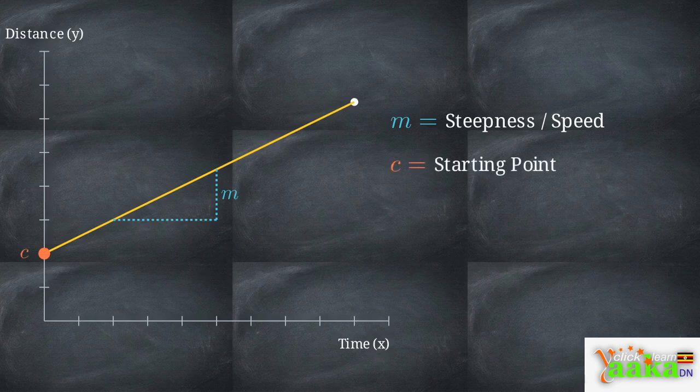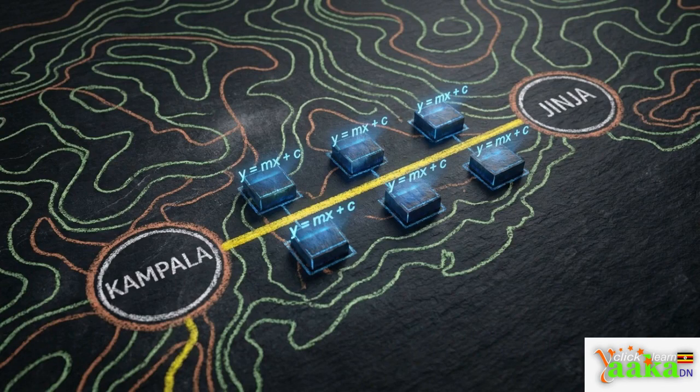To find the rider's position at any point, represented by y, we start with their initial location, c, and add the progress they've made. That progress is their constant speed, m, multiplied by the time they've been traveling, x. This gives us the formula y equals mx plus c. By identifying the gradient and the starting point, we can precisely map out and calculate any location along that journey.